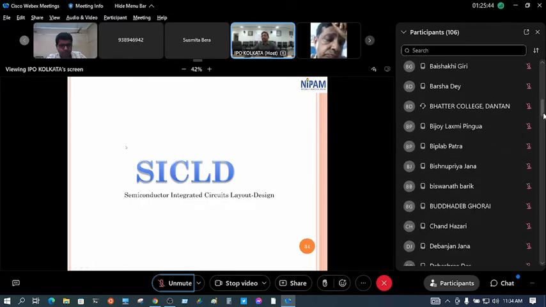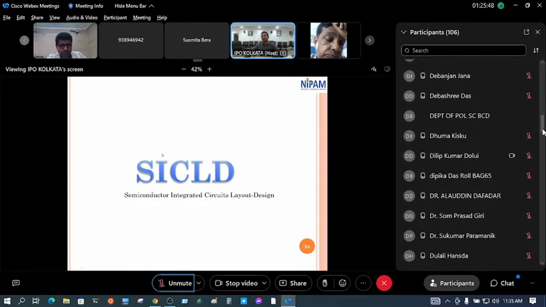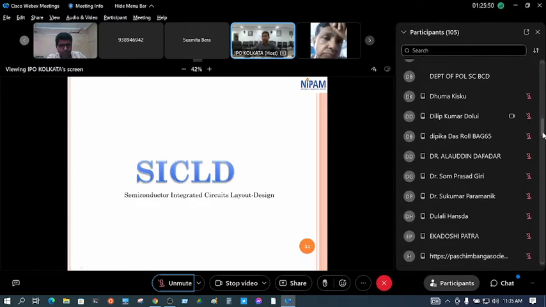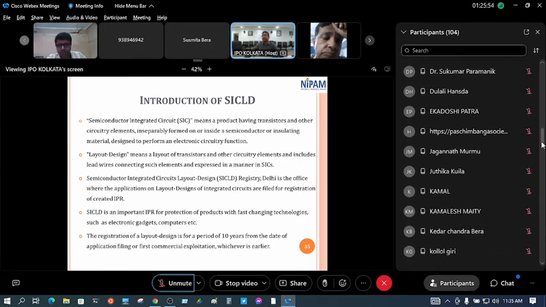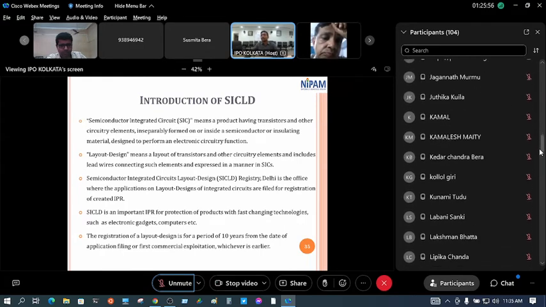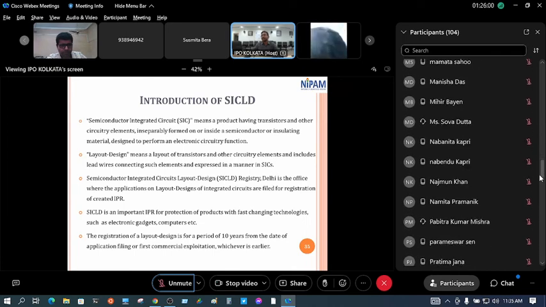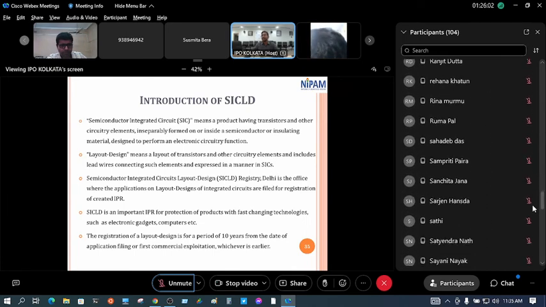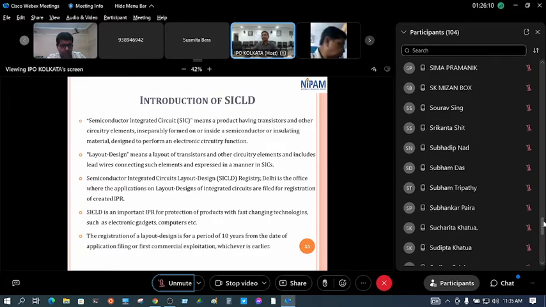Our next intellectual property right is SICLD, that stands for Semiconductor Integrated Circuit Layout Designs. Let us see what SICLD is. Basically, SICLD is made up of two phrases. First phrase is semiconductor integrated circuits, that means a product having transistors and other circuitry elements inseparably formed inside a semiconductor, an insulating material, designed to perform an electronic circuitry function.